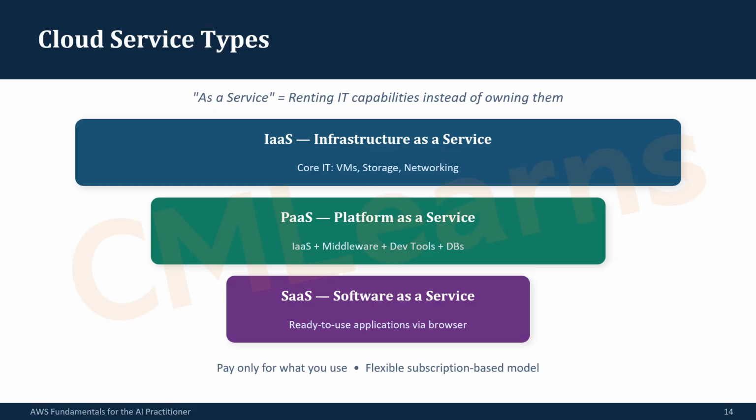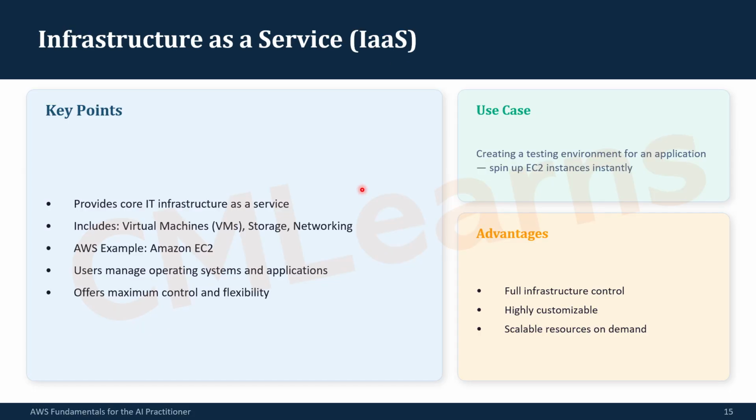So let's understand a bit how the service types are in AWS. First of all, infrastructure as a service. Like I said earlier, it provides core IT infrastructure as a service. That means virtual machines, storage, networking, all that. The example of virtual machines is Amazon EC2, Elastic Compute Cloud, and the user manages the operating system and applications in those instances. It offers maximum control and flexibility.